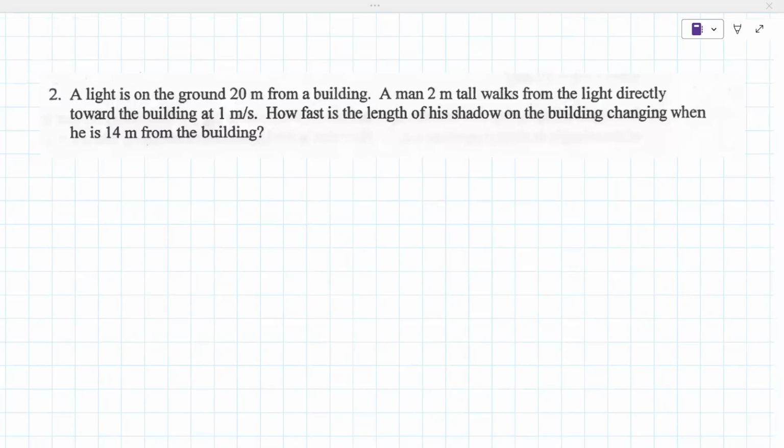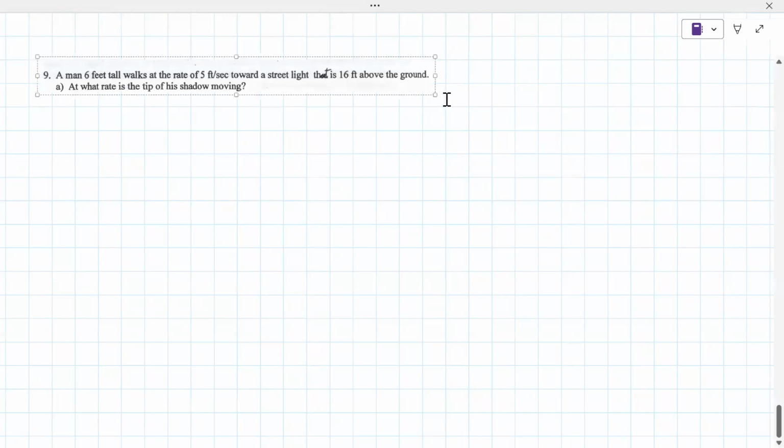A light is on. Okay, so sometimes the light is on the ground. This one's actually different. Usually the light is in the air. Let me choose a different problem because this is not the one they typically use. So if you're okay with that, weird that the light's on the ground. That's really weird. Sorry about that. That works.